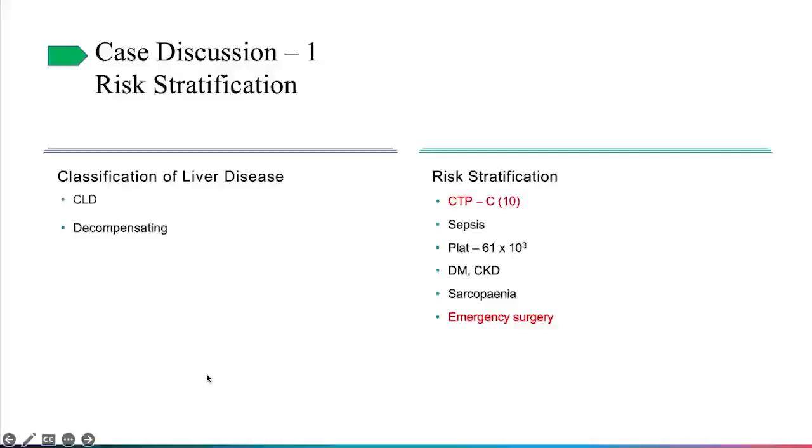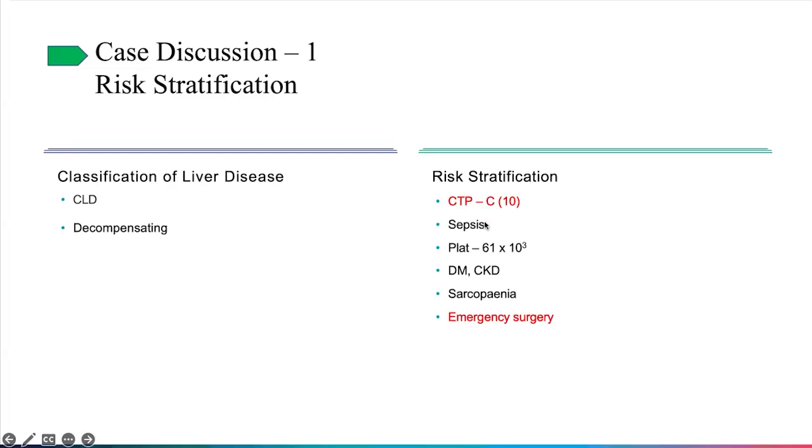And then classification-wise, the patient had chronic liver disease, was decompensating because we suspect the low GCS due to hepatic encephalopathy, and he had ascites as well. So the risk stratification, the patient was Child C, the point count is 10. So it's Child C, had sepsis.